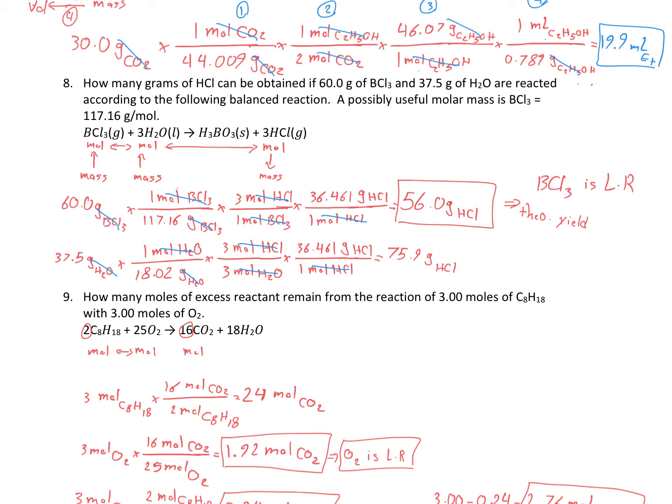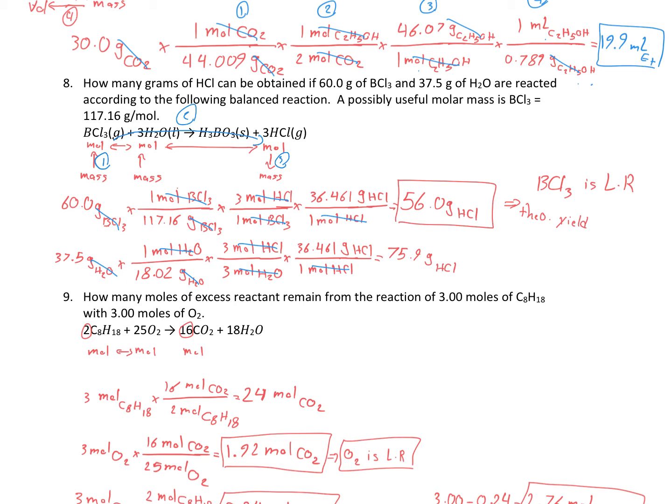Okay, the one that gives you less product is the limiting reagent. So the same map I draw for all the reactions. The first step is going from mass to mole, then from mole to the mole of product. That's step 2. And the third step is going from mole to mass.